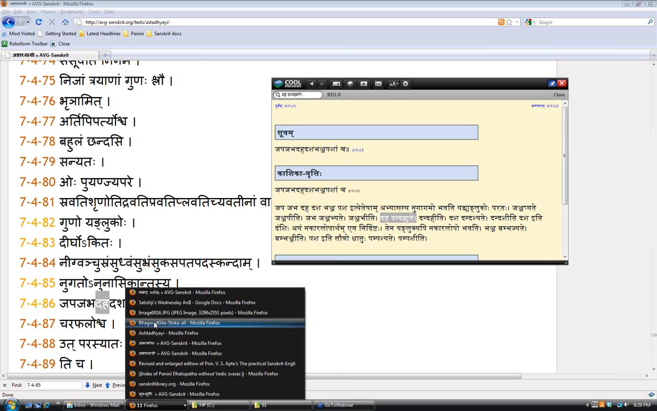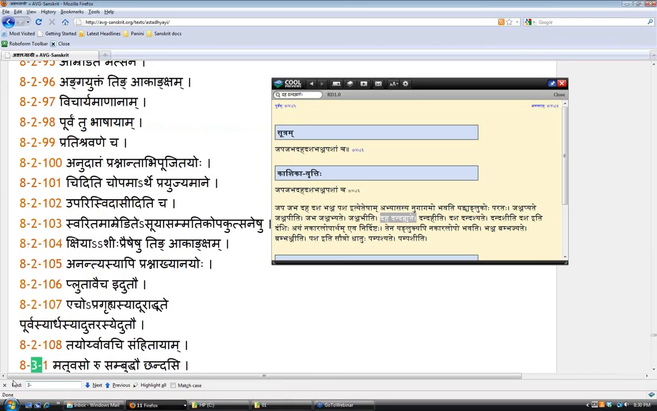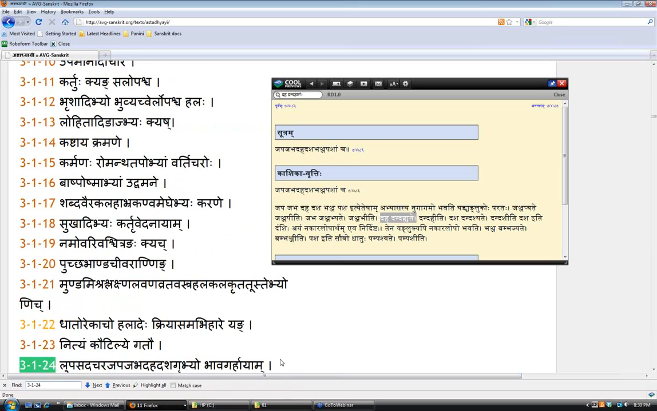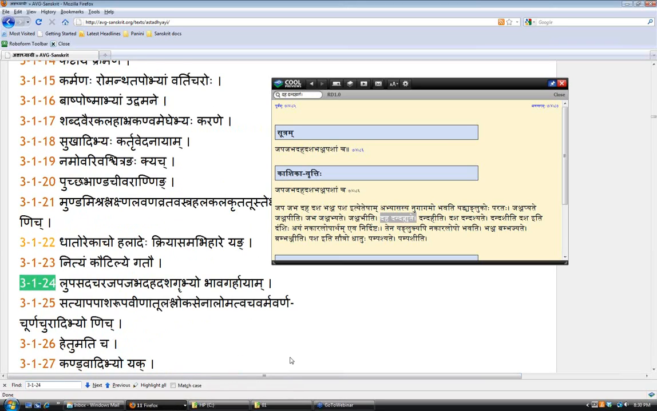Now, Dahatu Dandayate says Lupa Sada Ityadi na Yang, Yandi Japa Java Iti Nuk Agamaha, Dandayate. So that is from Dandayate. Now, one more sutram is given here, by the way. He's given us a sutram which we didn't actually consider, which is 3124. Lupa Sada Chara Japa Bhada Daha Gruhabhyo Bhavagarhayam.